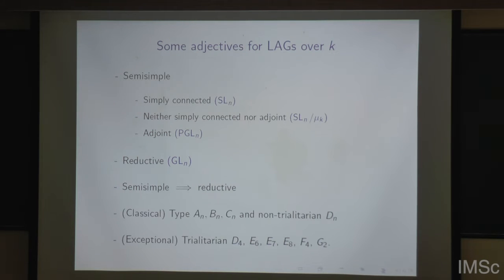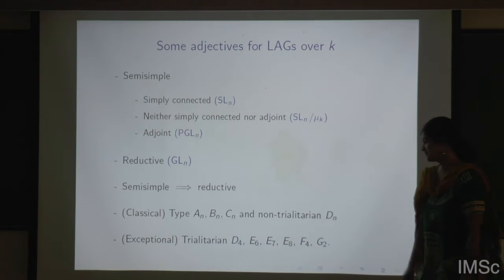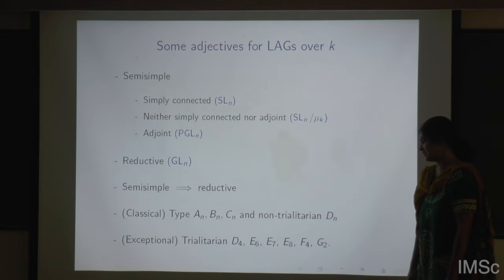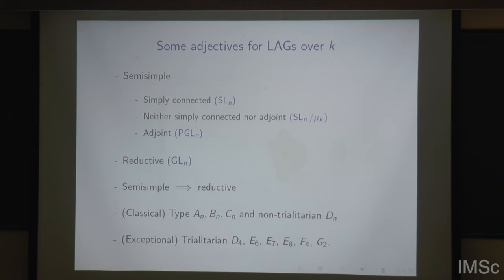Okay. I should also tell you that you've got some types of groups. So you have the classical types, by that I mean A, B, C, and non-trialitarian D. You have exceptional groups, a bunch of more classes. And I need to tell you all these adjectives to state the next result.